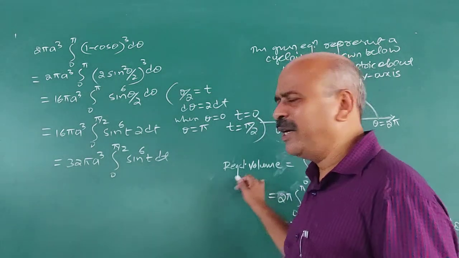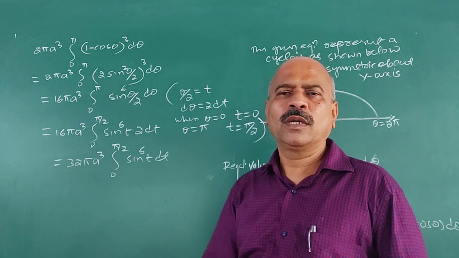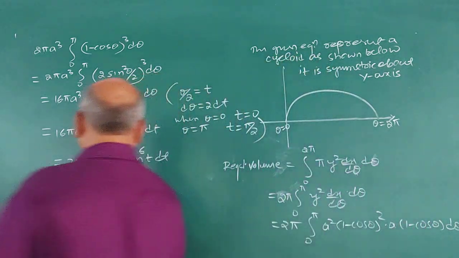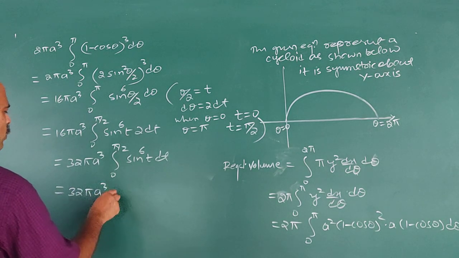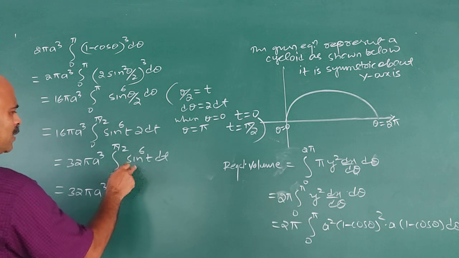Here, if you know the limits, that is very important. For that you should know the branch of the curve. Curve tracing is therefore important. Only standard curves will be given. Go through that one. 32 pi a cube sin t raised to 6, the reduction formula is used there.